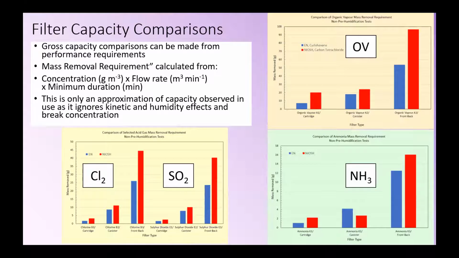Just to summarize the capacity differences, again, doing a crude calculation of concentration times flow rate times required duration. So this isn't actually how filters perform, it's what the minimum criteria are for the standard, comparing organic vapor, acid gases, and ammonia, just as examples for those classes. You see there the blue bars being Europe, red bars being NIOSH, and how the capacity limits are compared. Generally, NIOSH is higher, sometimes not, and you see the jumps in capability.